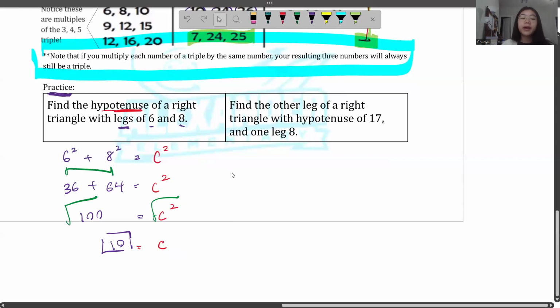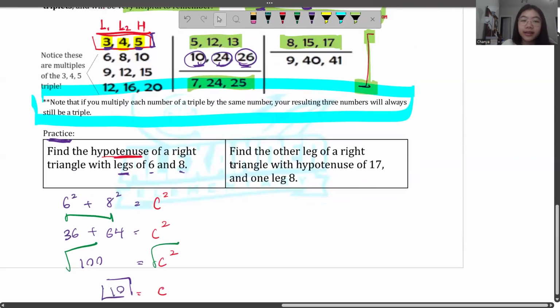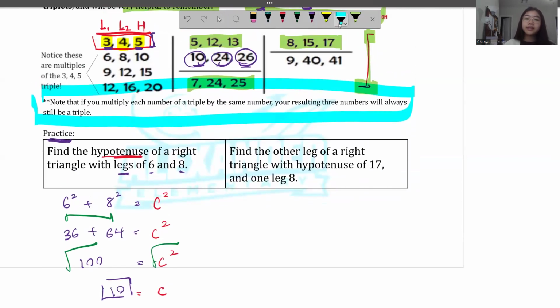But see, this is where Pythagorean triplets come in handy. Because if you know the 3, 4, 5 triplet, and you recognize that 6, 8, 10 is the 3, 4, 5 triplet with all the side lengths multiplied by 2, when you see 6 and 8 in a right triangle, you could just go, boom, this is 10, right? So this is why Pythagorean triplets are very helpful.